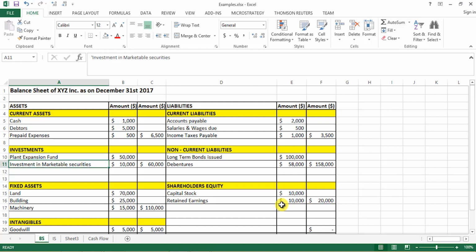Then investment in marketable securities. Here the surplus cash, surplus funds, are invested for generating better returns, but the intention is to hold them for at least, or sell them after, completion of 1 year, and so they form a part of investments.